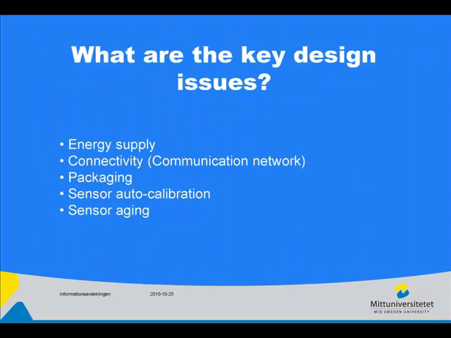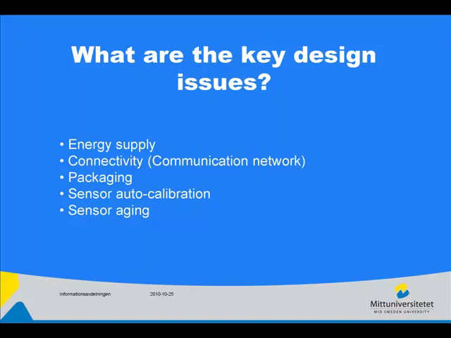And when it comes to design issues for wireless sensor networks, energy supply is, of course, a problem. We can have battery operated, but we know that batteries have a limited lifetime, but that is, of course, a solution, and we can replace batteries periodically. But one can also think of technologies for harvesting energy, to gather energy from the environment and convert it into electrical energy that could supply the sensor electronics.